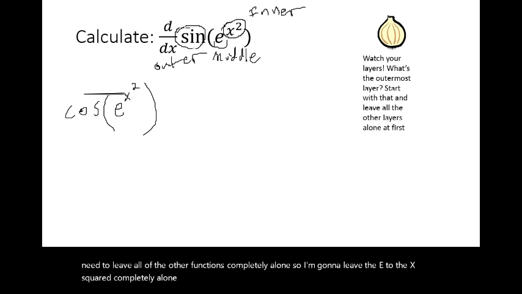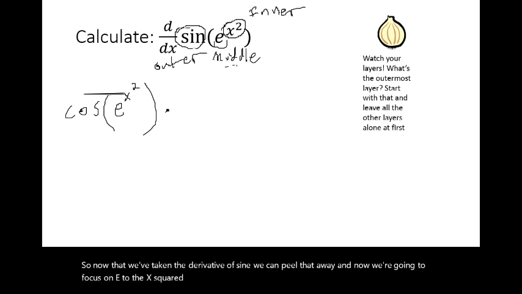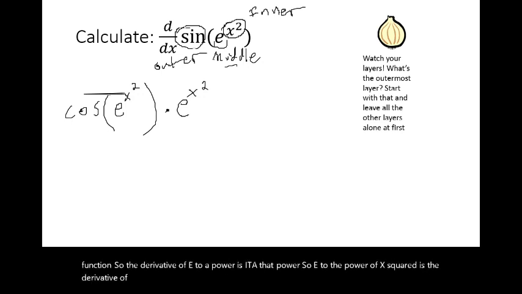So now that we've taken the derivative of sine, we can peel that away, and now we're going to focus on e to the x squared. So next, we're going to take the derivative of just the middle function. So the derivative of e to a power is e to that power, so e to the power of x squared is the derivative of the middle function with the inner function left alone.